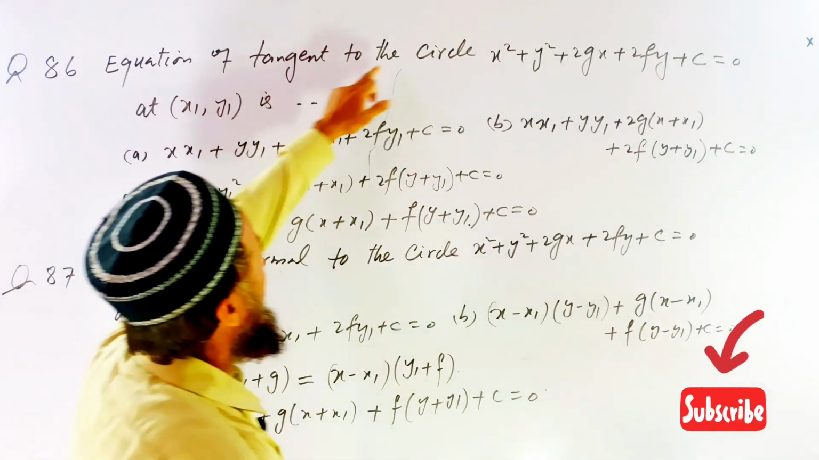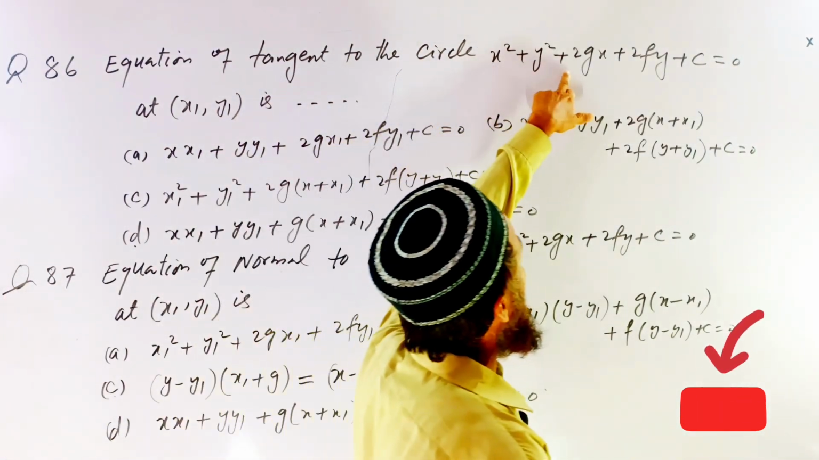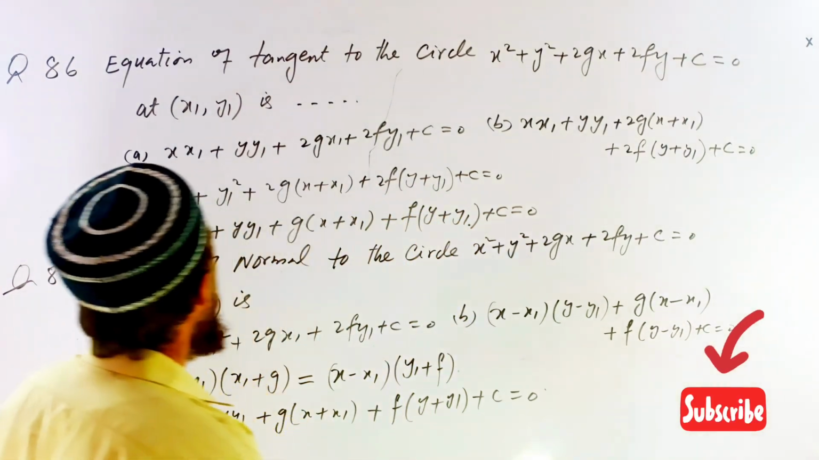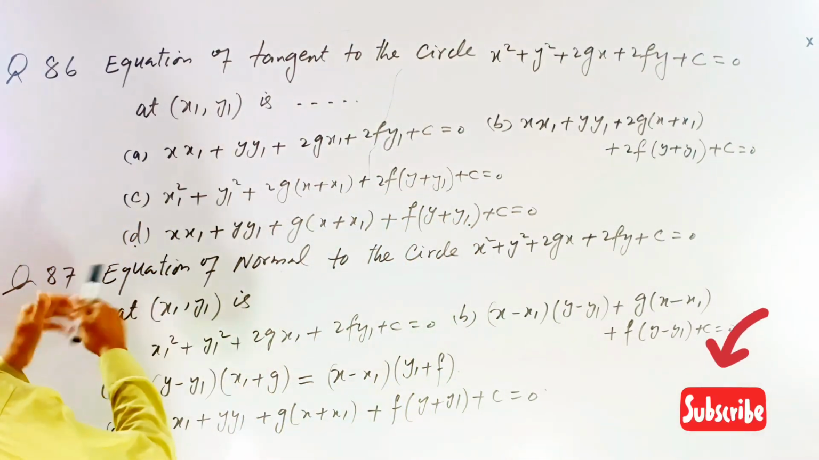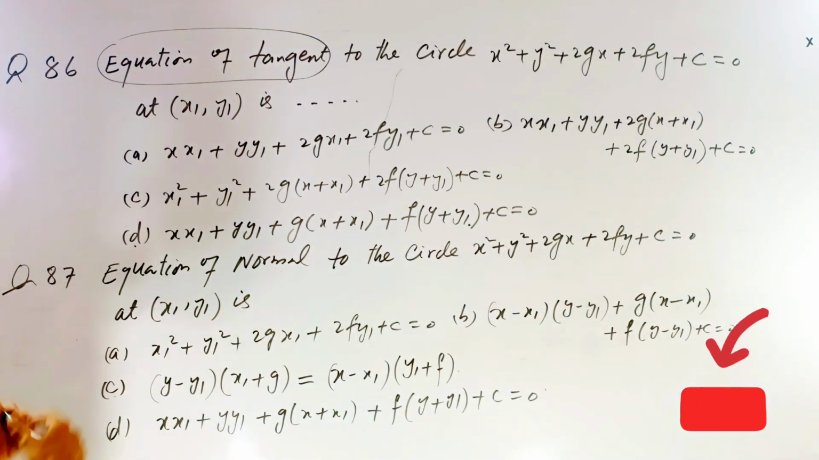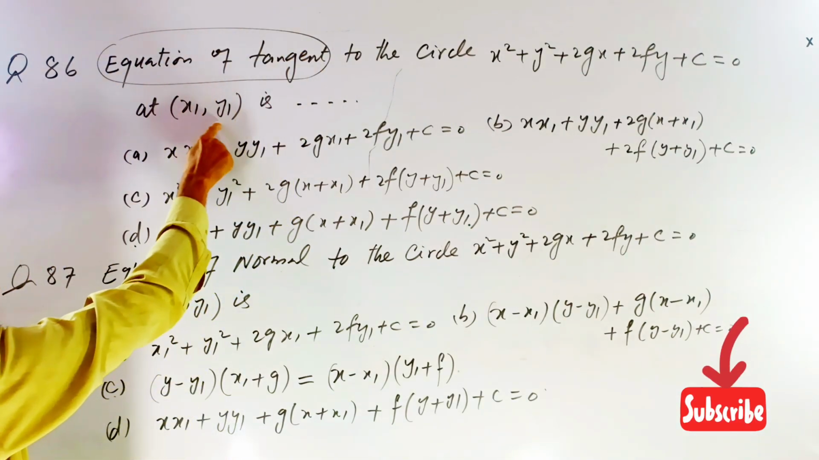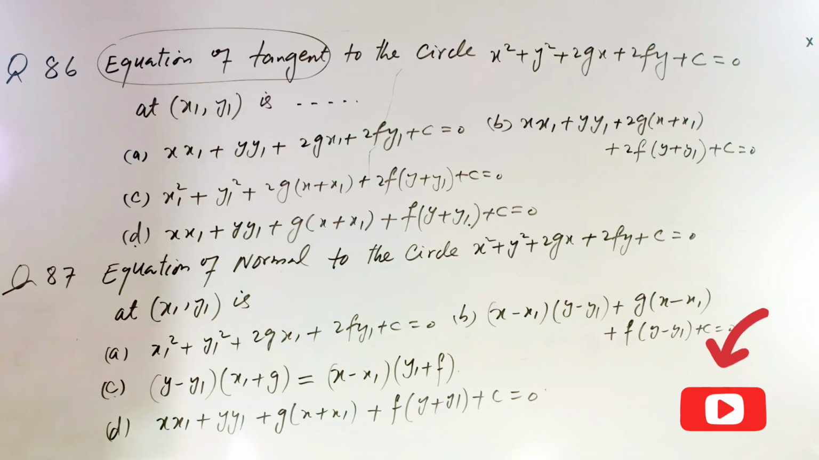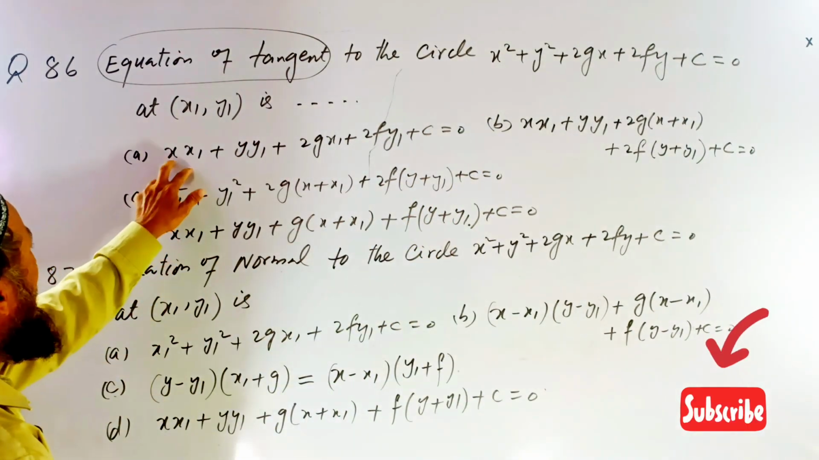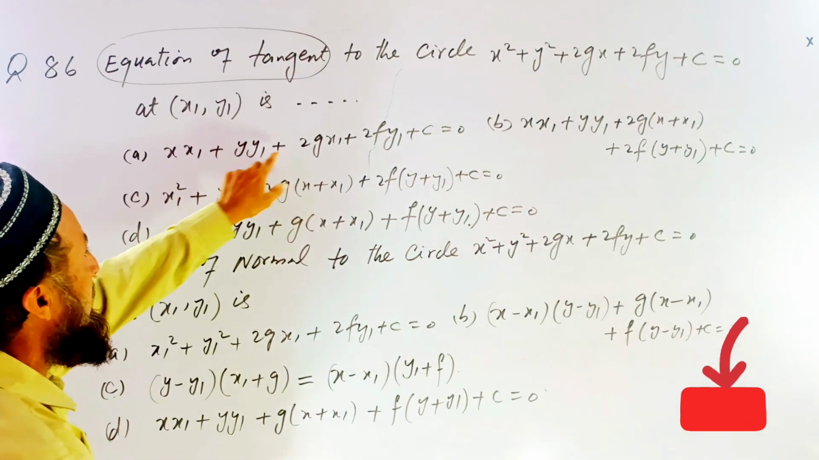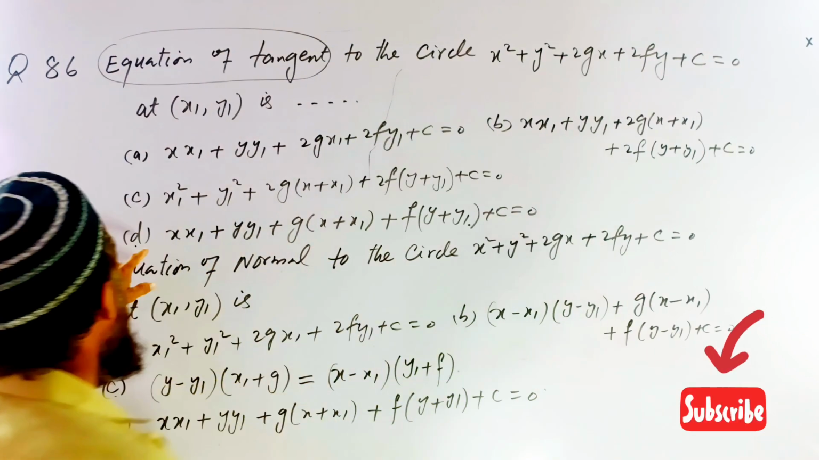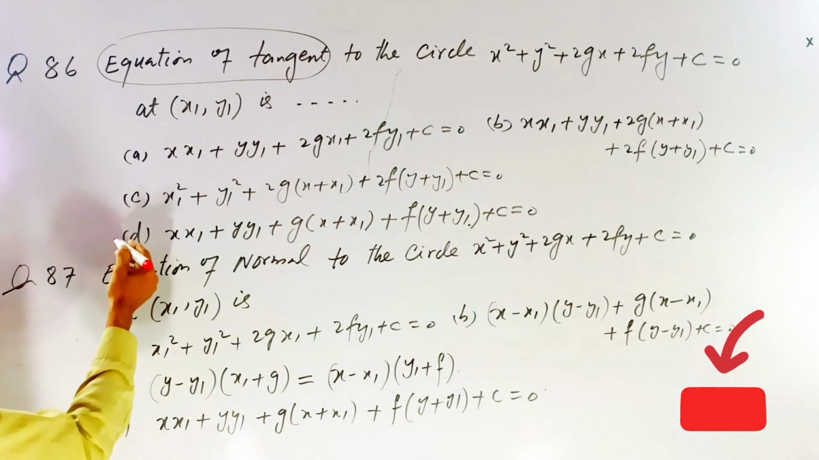Equation of tangent to the circle x square plus y square plus 2gx plus 2fy plus c is equal to 0 is required. Equation of tangent at the point (x1, y1). If we put x and x1, we use this formula: x x1 plus y y1. Plus 2g will be changed to x plus x1, so that is incorrect. Here option D is the correct option.